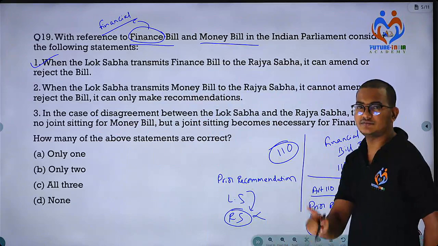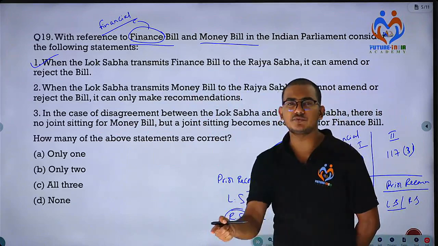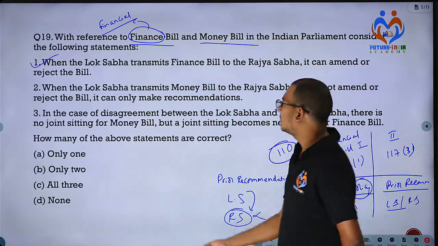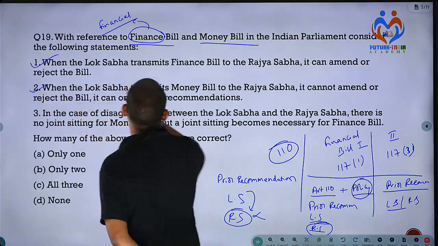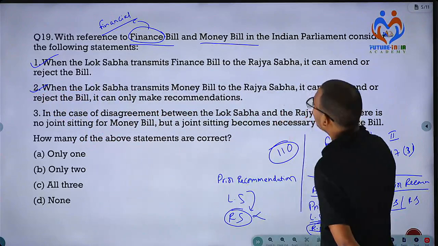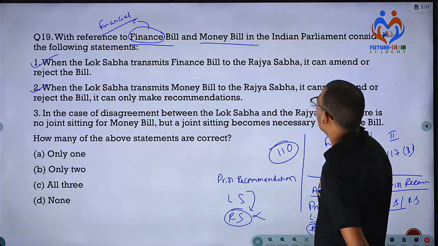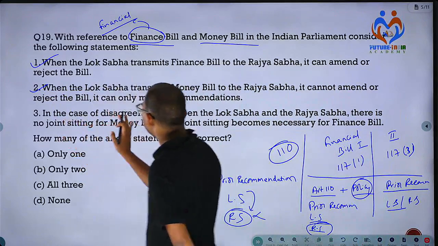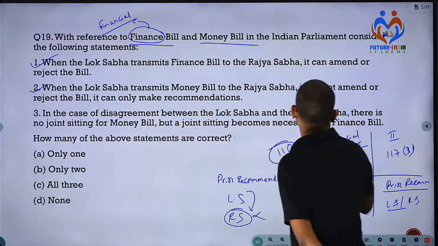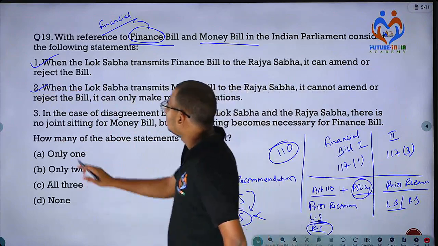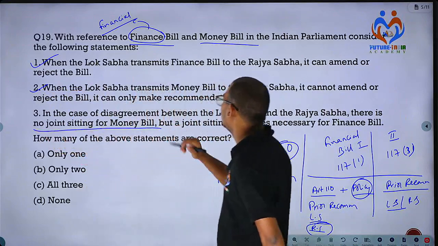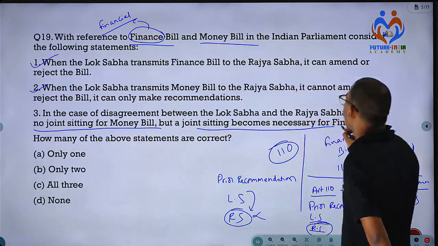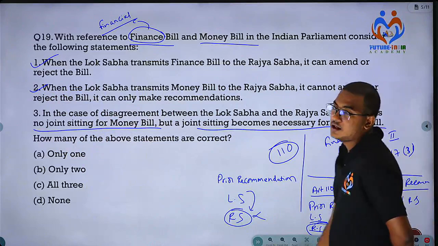It has to pass the bill. If it is not taking the action, after 14 days, it is deemed to be passed. So this is also correct. Yes, true. And third one, in case of disagreement between the Lok Sabha and Rajya Sabha, there is no joint sitting for the money bill, but a joint sitting becomes necessary for the finance bill.